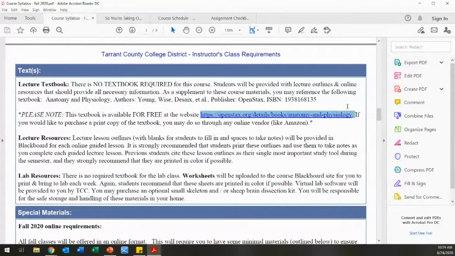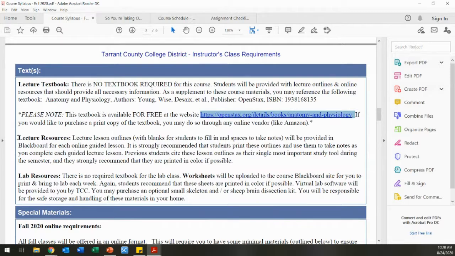For lab, there is not a required or optional textbook. You're going to be using worksheets that we've created in-house. Those worksheets are available for you to print, and I'll show you there's two places to get to them. You'll fill them out each week and use them as your study guide. So that's what's going on with lab. Same thing for lecture, actually. I also have created for you outlines that you're going to fill in as you go through those guided lessons that I've created for you.